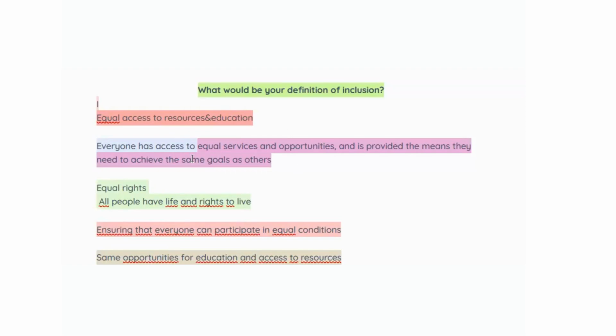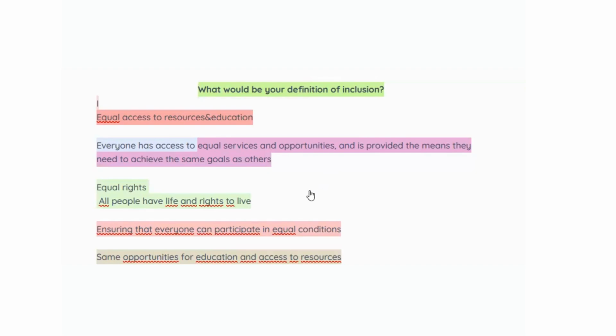So we have on the pad: equal access to resources and education. Everyone has access to equal services and opportunities, and is provided the means they need to achieve the same goals as others. Equal rights. All people have a right to live, ensuring that everyone can participate in equal conditions. Same opportunities for education and access to resources. Equity, valorization of diversity, access, join different nationalities.